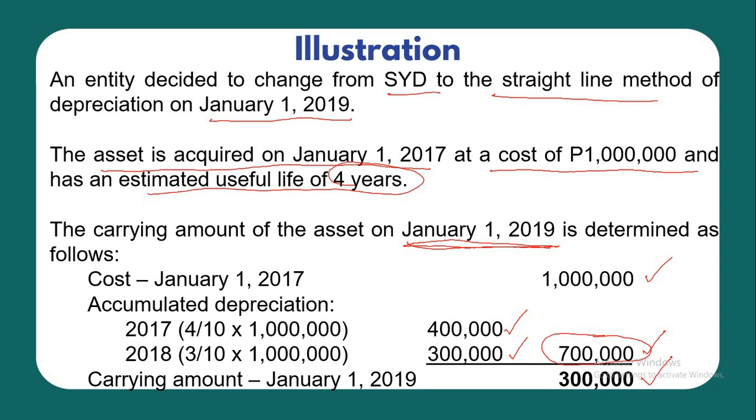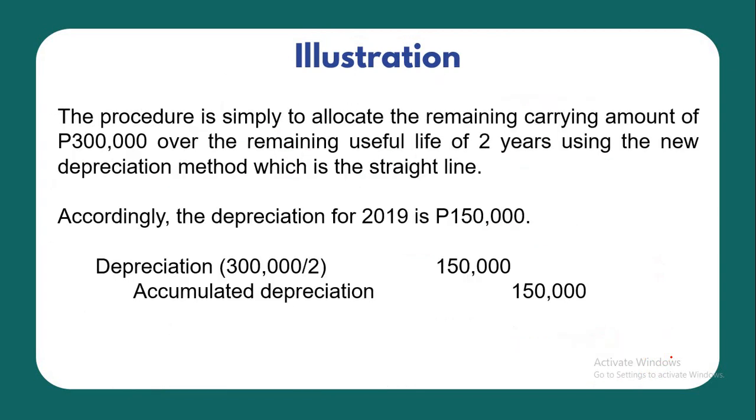How many years na nabilin? Take note, walay changes sa useful life ha. Ang na-change lang kay ang method. So ang nabilin sa iyahang life on the change of method is 2 years. Okay? 2 years ang nahibilin. So what will happen? Now, the procedure is simply to allocate the remaining carrying amount of 300,000 over the remaining useful life nga 2 years using the new method, which is the straight line method.